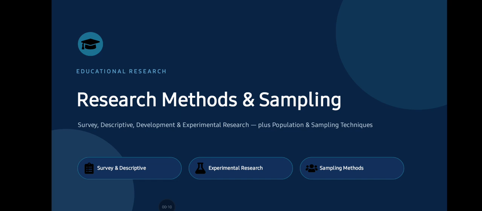Today we'll go through research methods and sampling, which comes in educational research. It will cover survey, descriptive, development, and experimental research, plus population and sampling techniques.